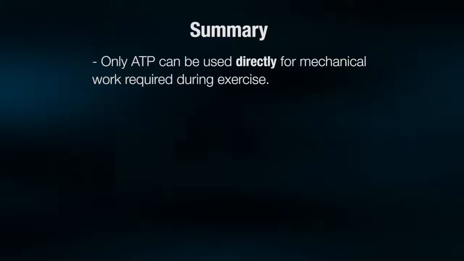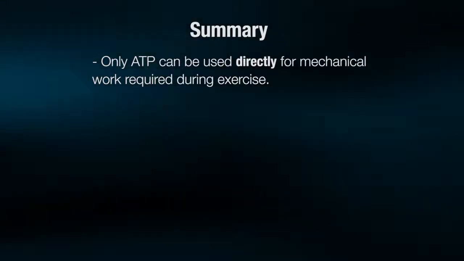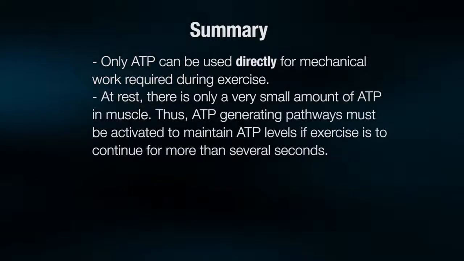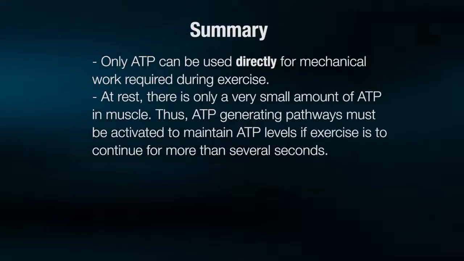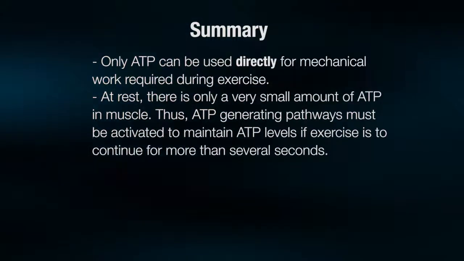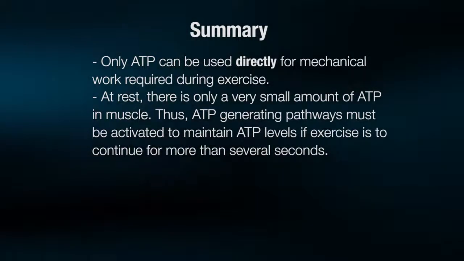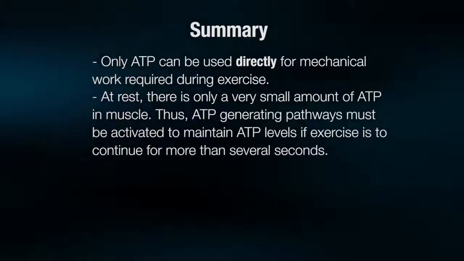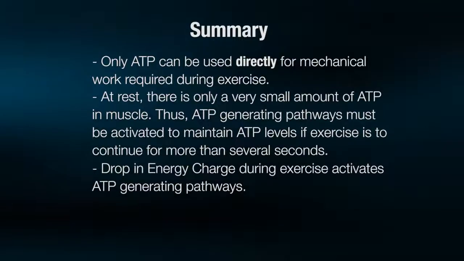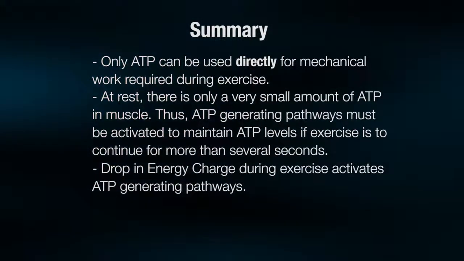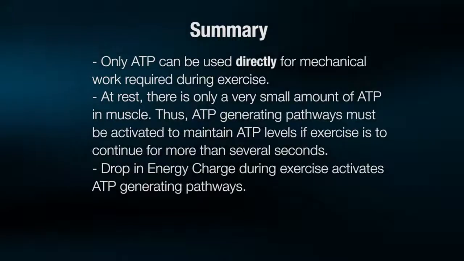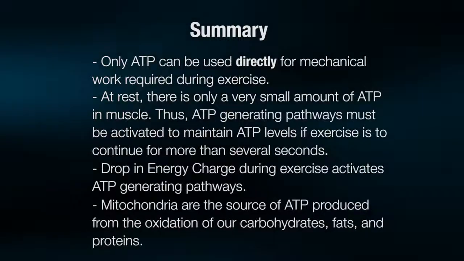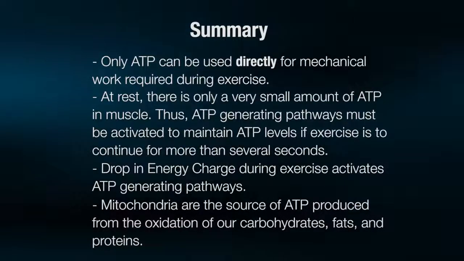In summary, only ATP can be used directly for mechanical work required during exercise. At rest, there is only a very small amount of ATP in muscle. Thus, ATP-generating pathways must be activated to maintain ATP levels if exercise is to continue for more than several seconds. The drop in energy charge during exercise activates ATP-generating pathways. Mitochondria are the source of ATP produced for the oxidation of our carbohydrates, fats, and proteins.